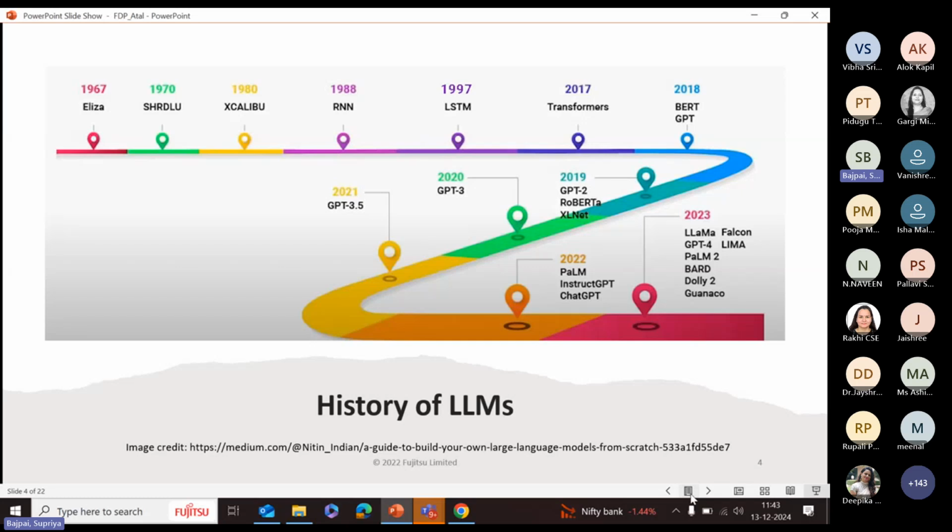So BERT became the go-to model for the understanding and classification of text. But then came GPT, which is Generative Pre-trained Transformer. This GPT was different. It just turned everything in a different direction. Now it was not just about understanding the text, now it was about understanding as well as text generation.